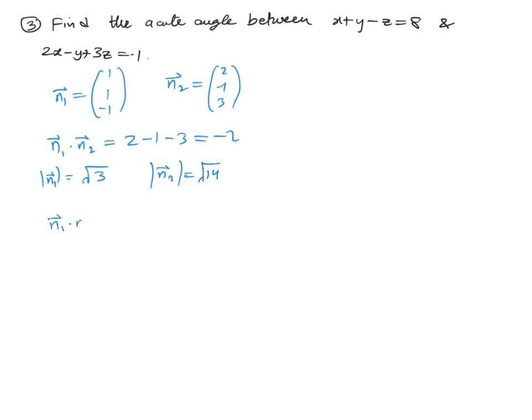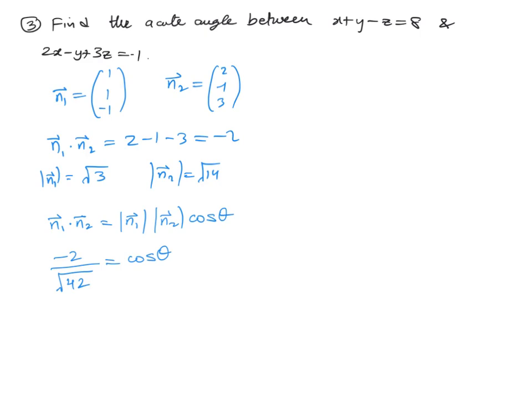Okay, so now n1 dot n2 is going to equal magnitude of n1, magnitude of n2 times cosine theta, because that's the dot product formula, or at least the one that relates the two different methods. So here we have negative 2 over square root 3 times square root 14, so that's square root of 42, equals cosine theta. Now I know I'm going to get an obtuse angle here because cosine's negative, so I'll just have to find the supplementary angle. It's no big deal.